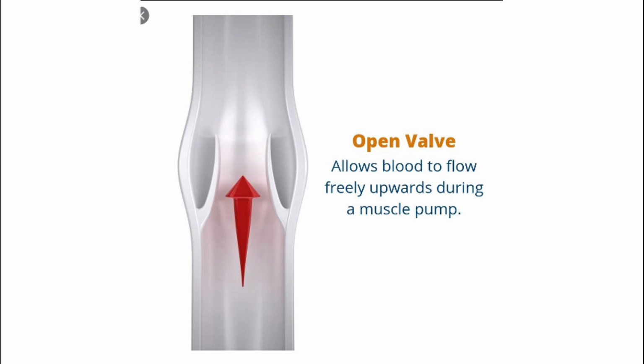Now, this pushing up is important, and the next most important thing is that veins have valves. Valves are made from the tunica intima, and they prevent backflow of blood to the capillary bed or to the lower parts of the body.